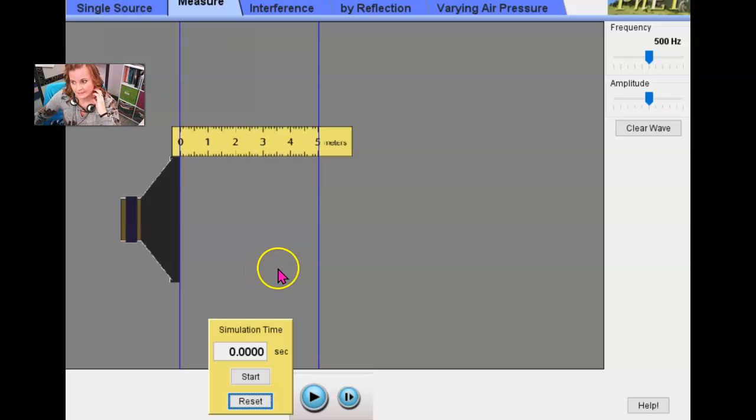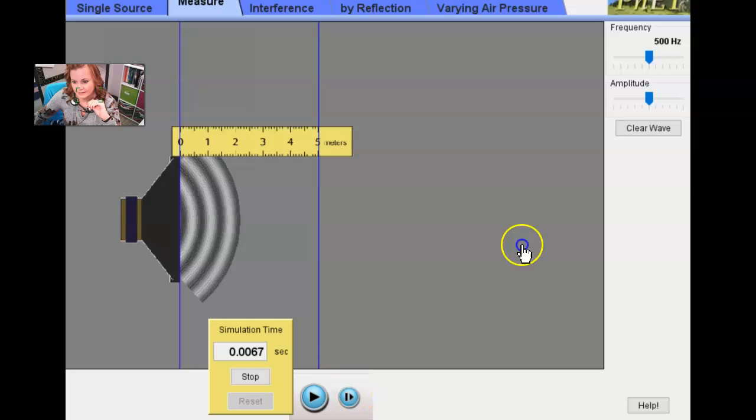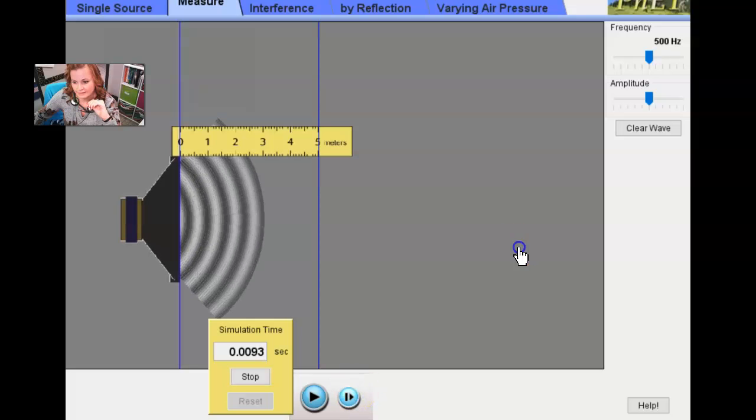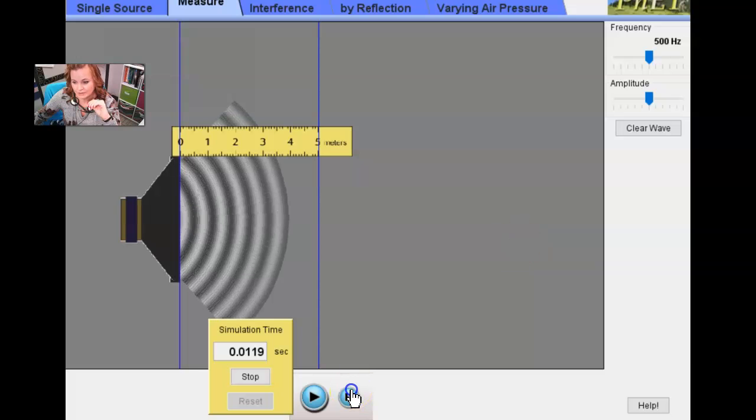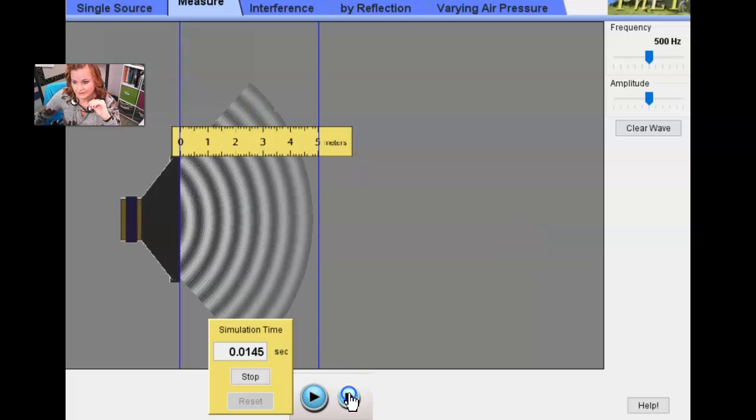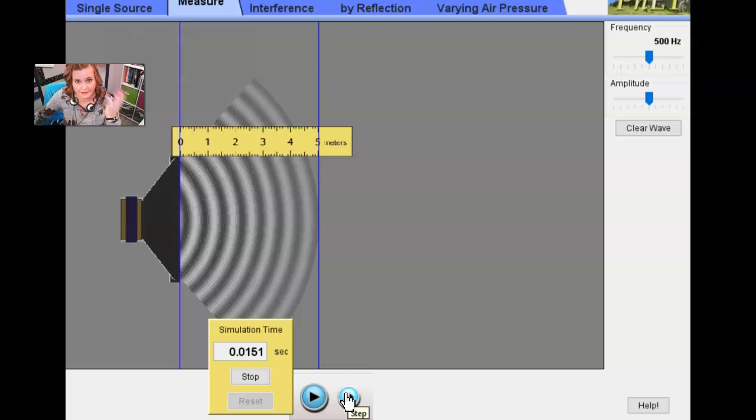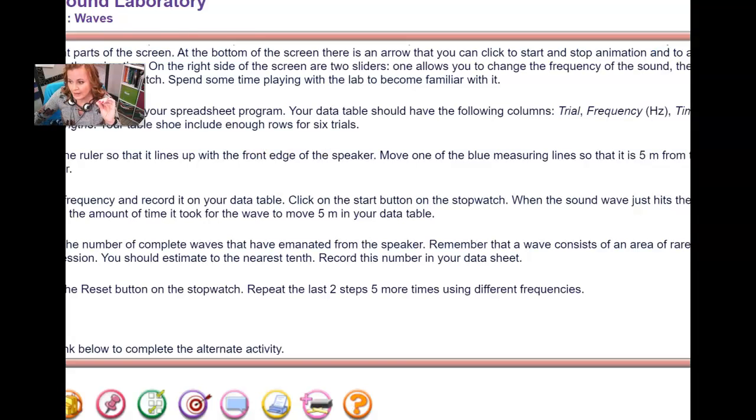So let's try that one more time. Start the timer, step it. I'm trying to get there eventually. All right. Right there, 0.0151. Pretty decent, pretty close to what I had before. So that's how you're going to get the time. So again, then distance, 5 meters, divided by 0.0151 seconds gives me velocity of a wave. So that's the two ways that you can calculate the velocity of a wave.